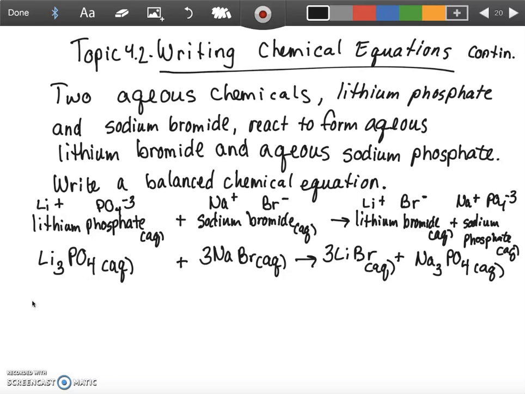What I'm going to have you guys do now is on the rest of the Nearpod activities, I'm going to have you work through the actual writing out of the chemical equation as well as balancing.